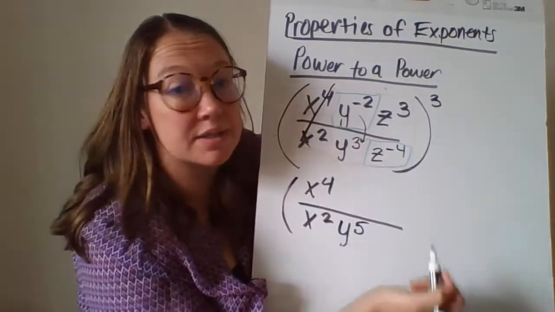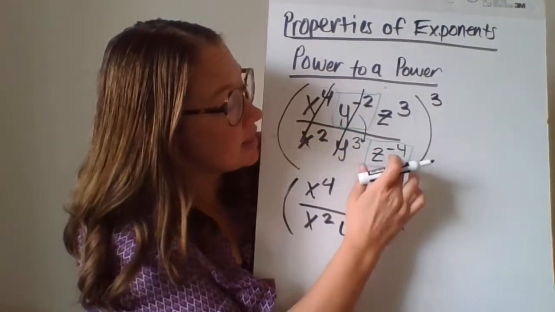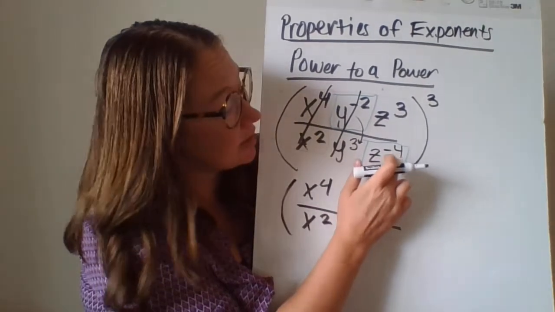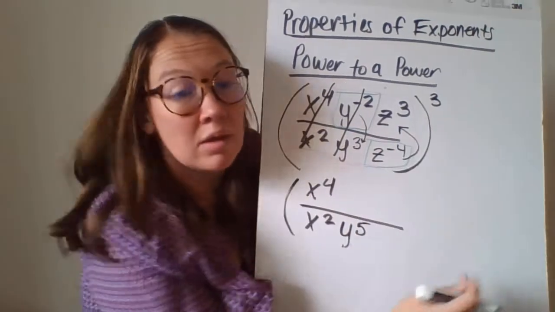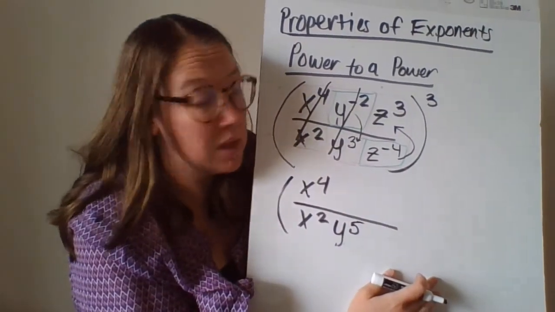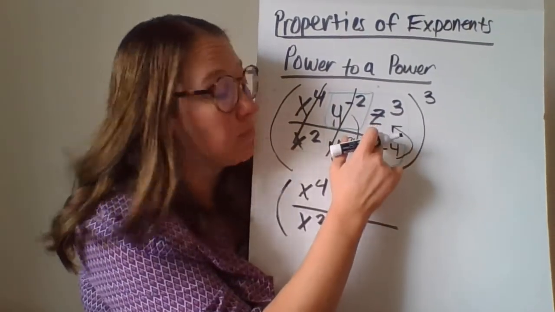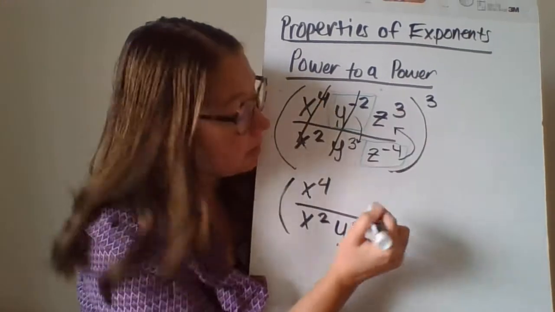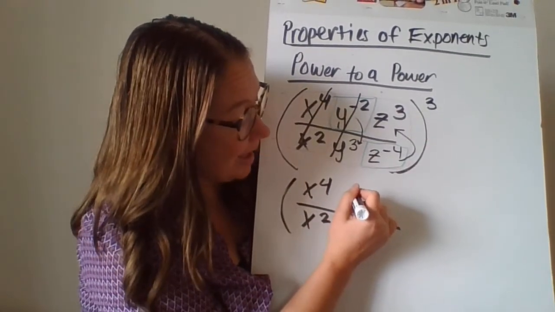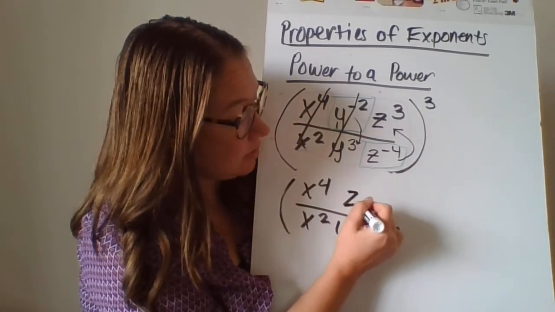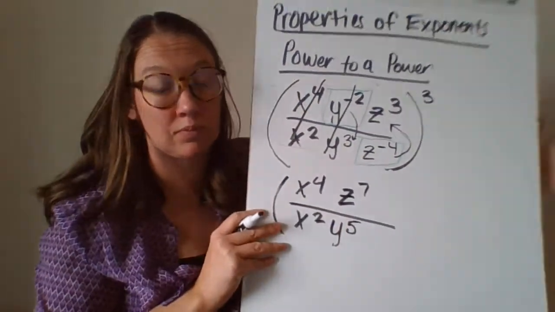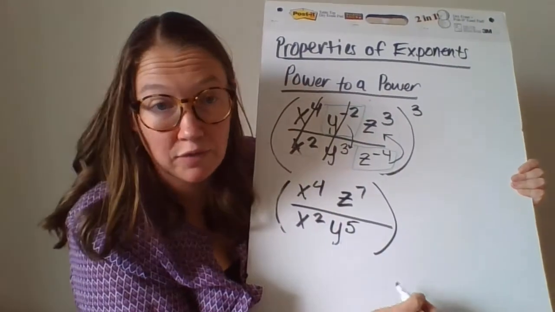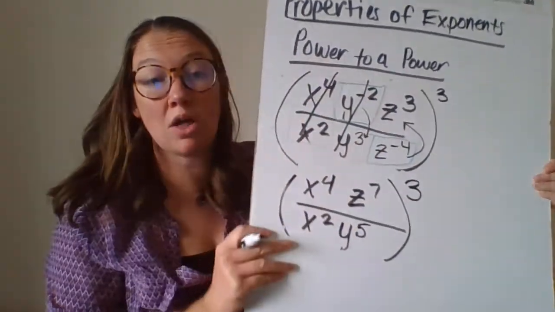So I've taken care of the x's, I've taken care of the y's. These 4 z's that are down here, they have to move up because they need to move opposite. So I already had 3 of them here. I'm bringing 4 more up. So now I have 7 z's. Hopefully you're so far so good. And I'm still raising all of that to the 3rd power.